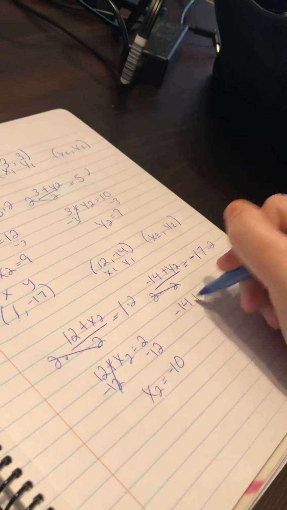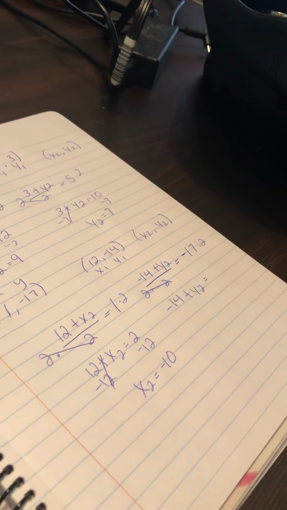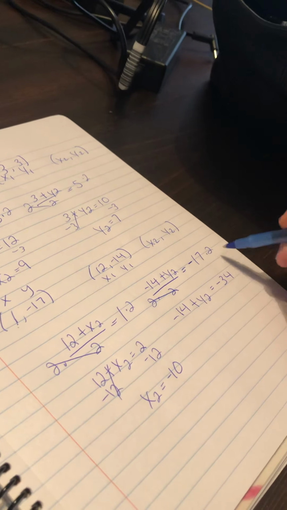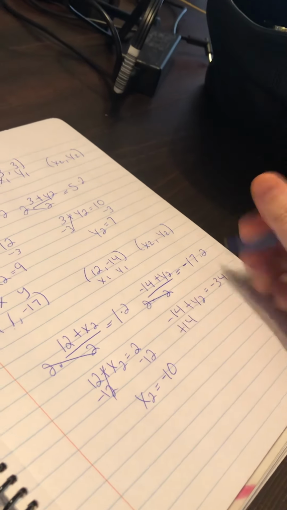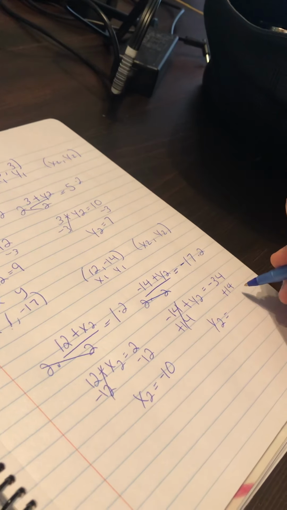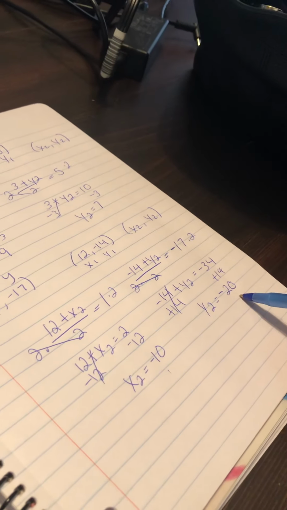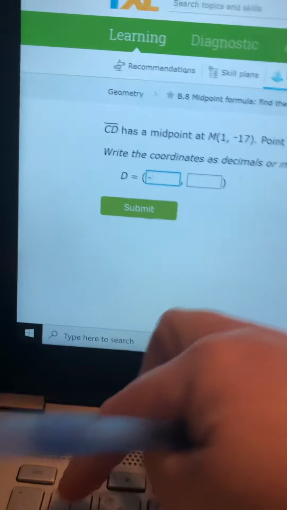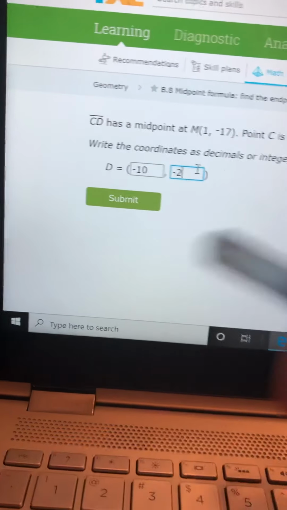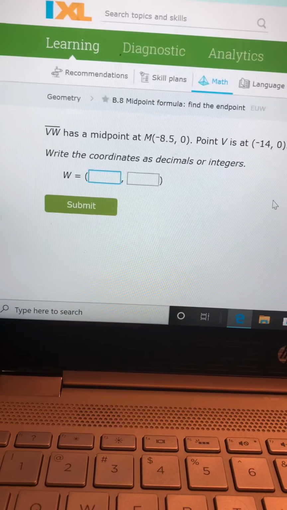So negative 14 plus y2 equals, let's see, what is negative 17 times 2? Negative 34, is that right? Yep. All right, I'm going to add 14. So negative 34 plus 14 is negative 20. So negative 10, negative 20 is this answer. Negative 10, negative 20. Okay, that's how you do this section.